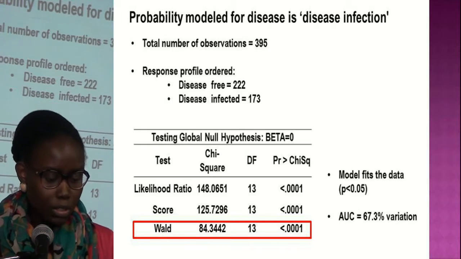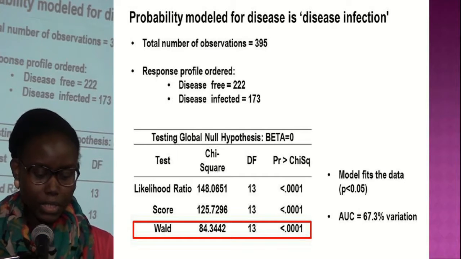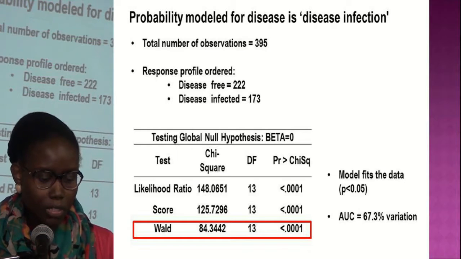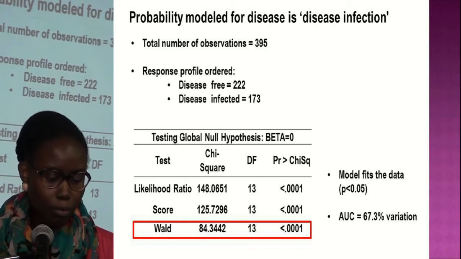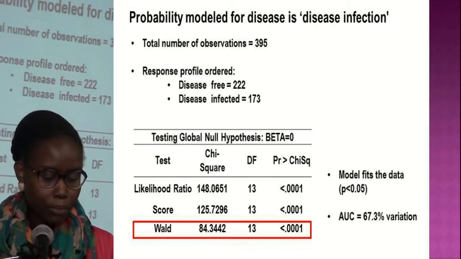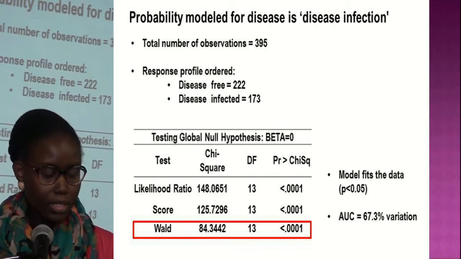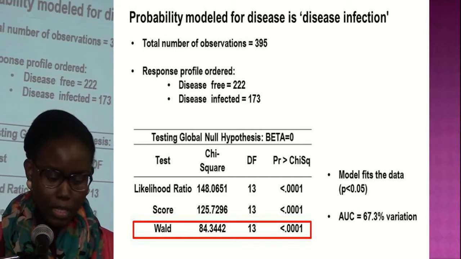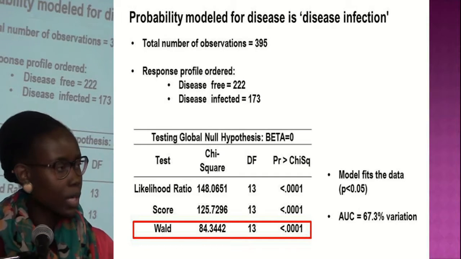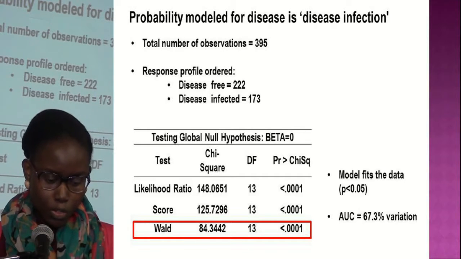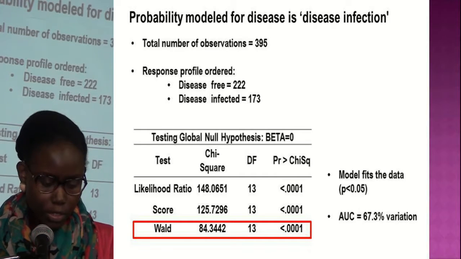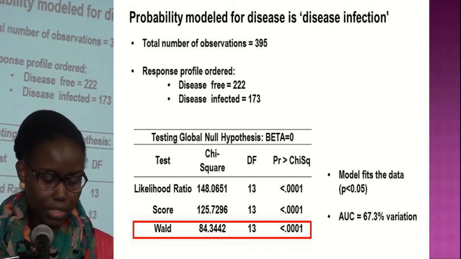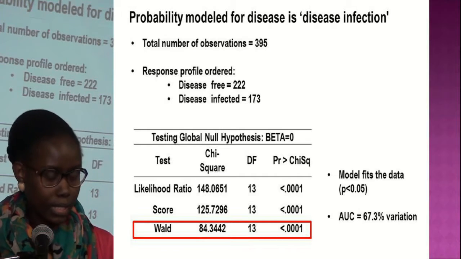First, ring nematodes and bacterial canker were treated as the dependent variables because those were the ones which we wanted to quantify. So the first model was the probability model for disease, which is disease infection, whereby a tree that is infected is as a result of drought, area of the farm, time of season, choice of rootstock, as well as ring nematode densities. There were 395 observations included in the analyses. Of these observations, 222 were disease-free and 173 were disease-infected.